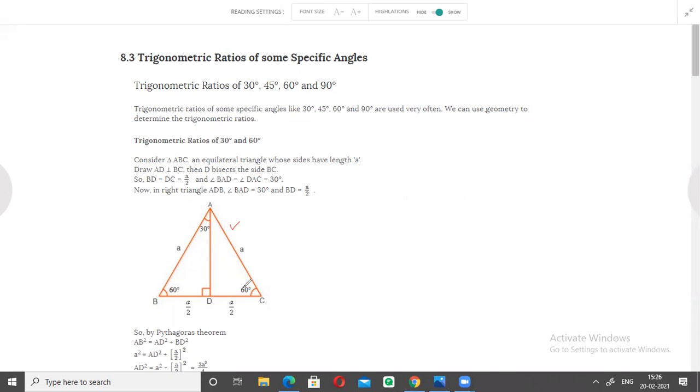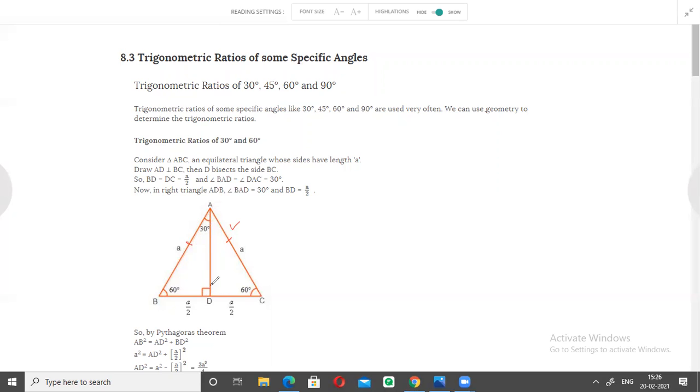an equilateral triangle. So ABC is an equilateral triangle. In an equilateral triangle, we know that all the angles are equal and they are equal to 60 degree because the total angle inside a triangle is 180 degree. And equilateral triangle means all the sides are equal. So all the angles are equal. Each angle will be equal to 60 degree.